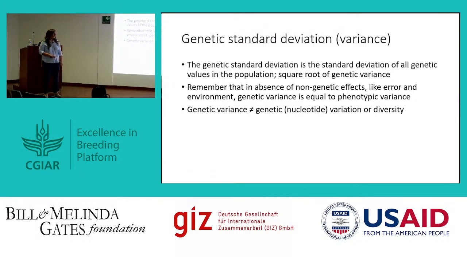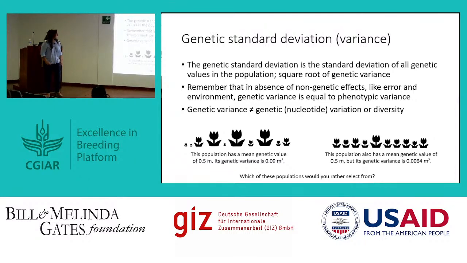The other really key thing is that genetic variance is not the same as genetic variation. This is a really annoying language thing. Okay, so genetic variance is distinct from nucleotide variation. It's really distinct from diversity, and I'm going to show you why. Just as a quick visual, here's a population that has a mean genetic value of 0.5 meter, again, and its genetic variance is 0.09 meters squared. So we look at those phenotypes, they have a nice spread.